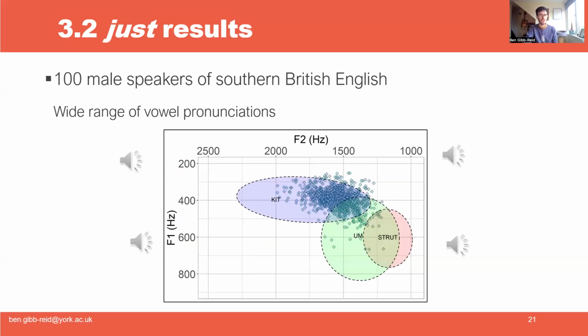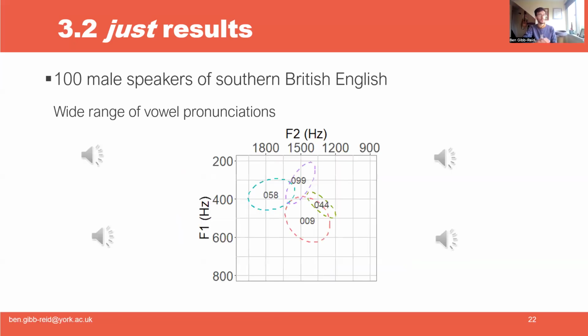So that first one there, just, is quite high in front. Then we have a slightly more back pronunciation. It's very, very short. And then we have a more like pronunciation. Just. And then we have a more back pronunciation. So these actually were 4 different speakers.